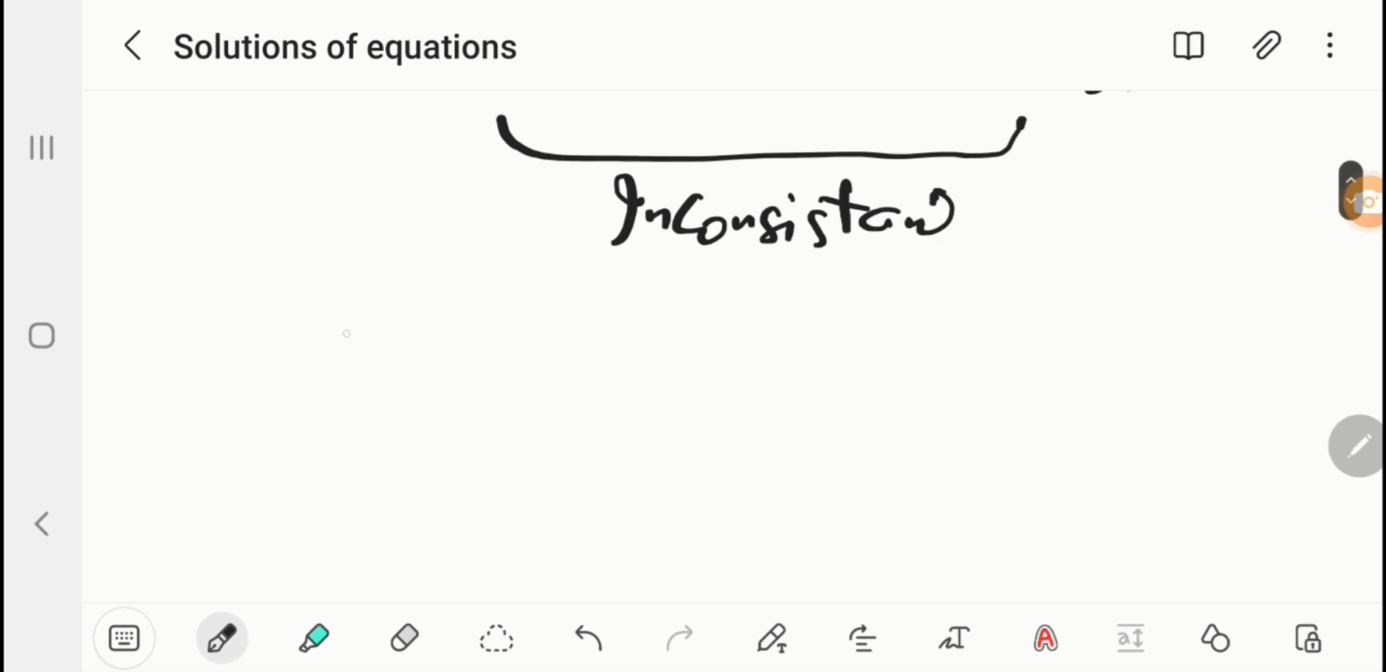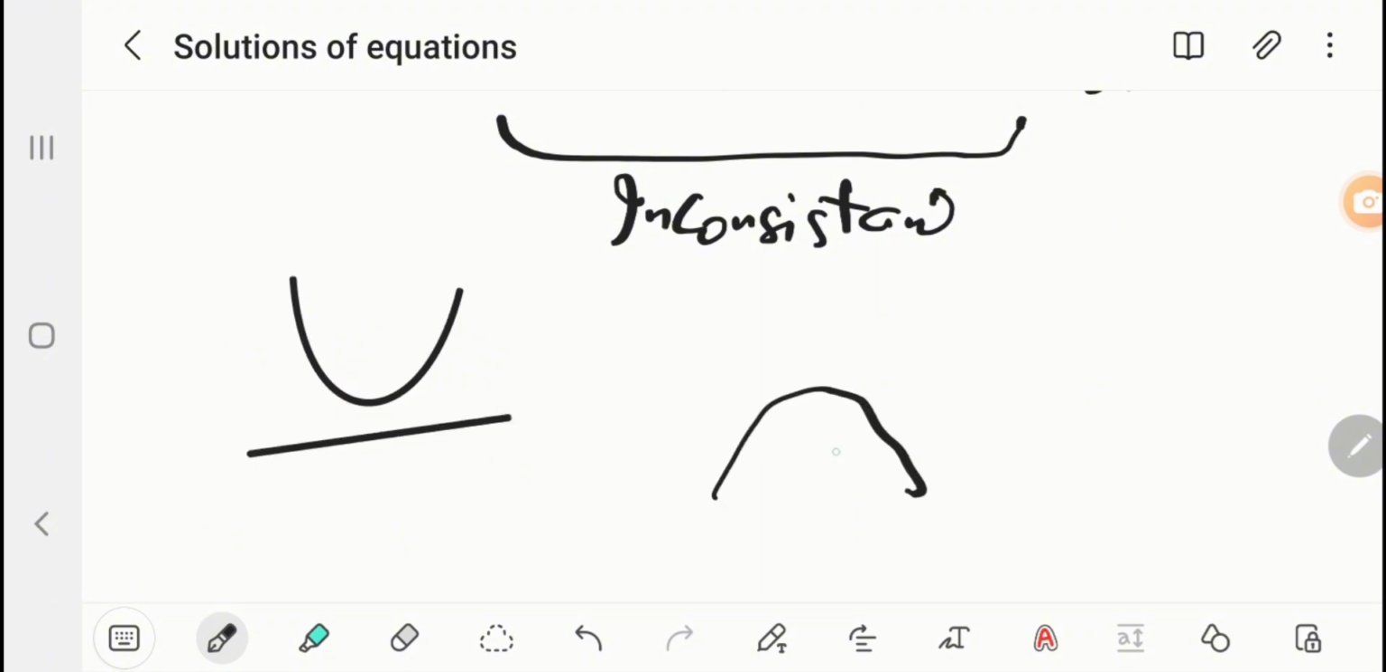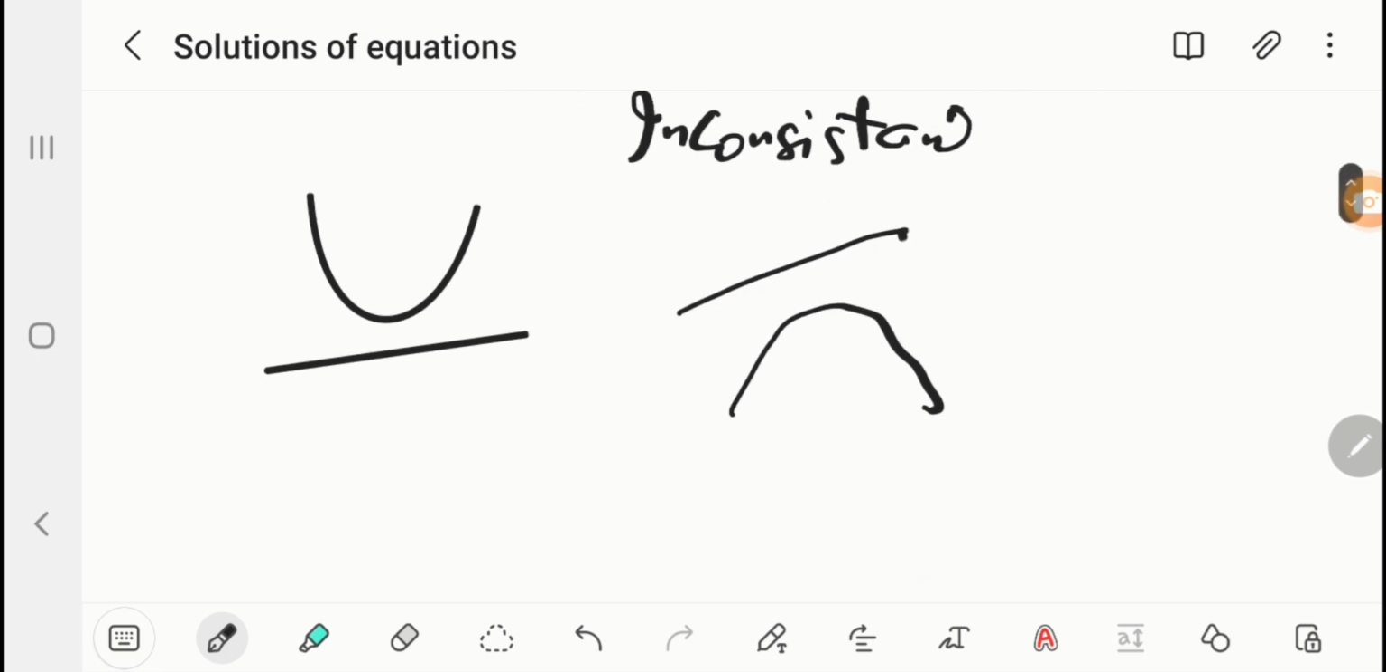If one is linear and the other is non-linear, and they do not cut at a point, it may be like this, or it can be like this. These two are also inconsistent.